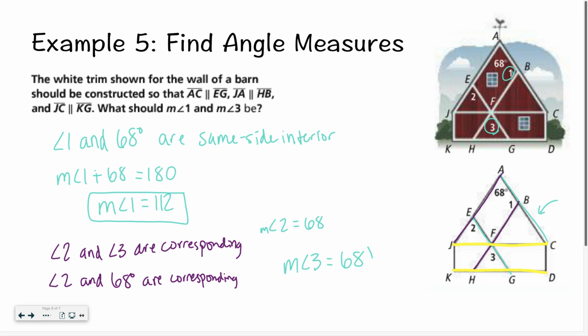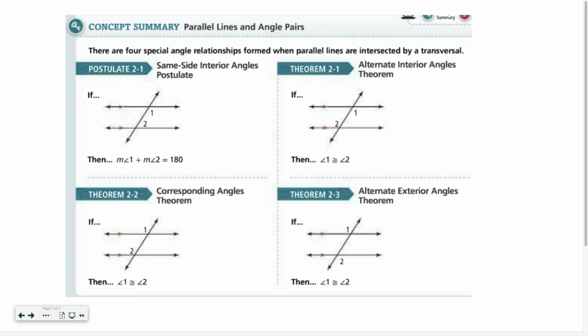All right, and then here is a concept summary to help you guys remember all of these different angle relationships. Same side interior, alternate exterior, and corresponding angles. This is a great thing to take a screenshot of and save for future reference when you're confused by the different angle relationships.